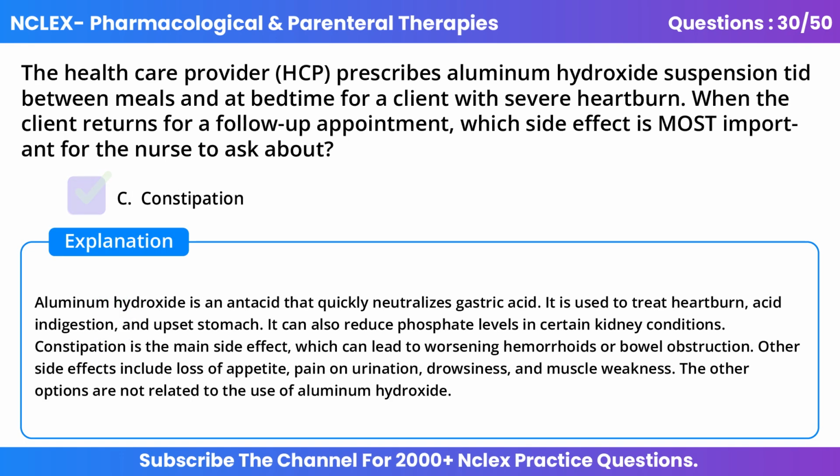Aluminum hydroxide is an antacid that quickly neutralizes gastric acid. It is used to treat heartburn, acid indigestion, and upset stomach. It can also reduce phosphate levels in certain kidney conditions. Constipation is the main side effect, which can lead to worsening hemorrhoids or bowel obstruction. Other side effects include loss of appetite, pain on urination, drowsiness, and muscle weakness. The other options are not related to the use of aluminum hydroxide.